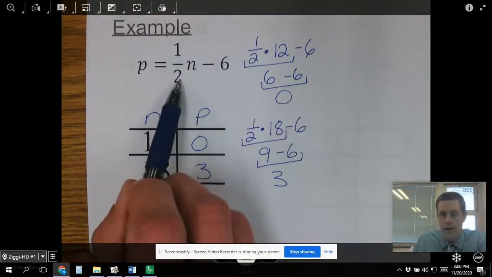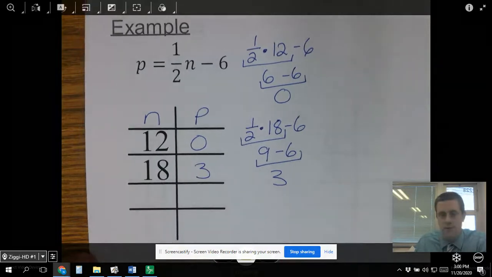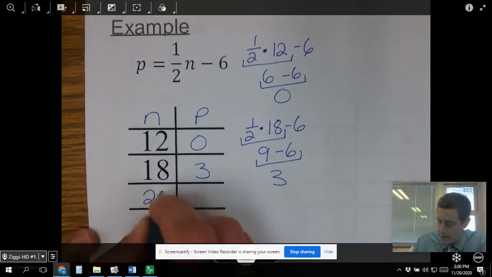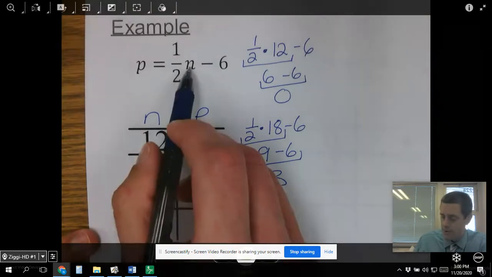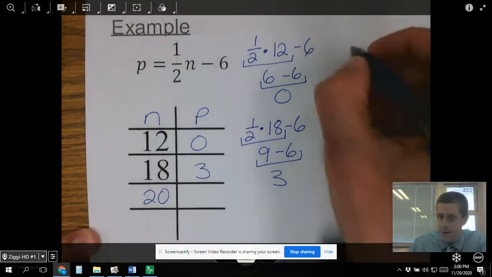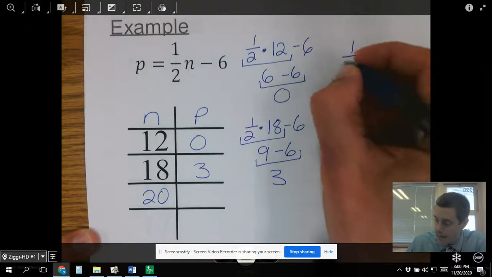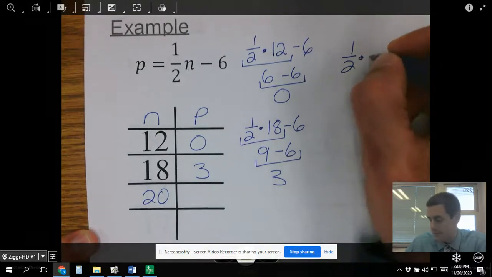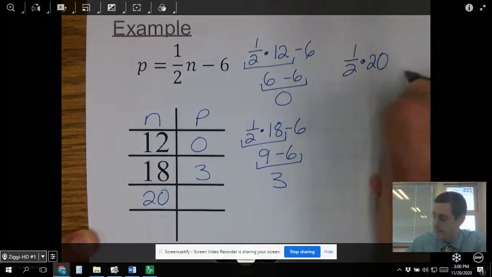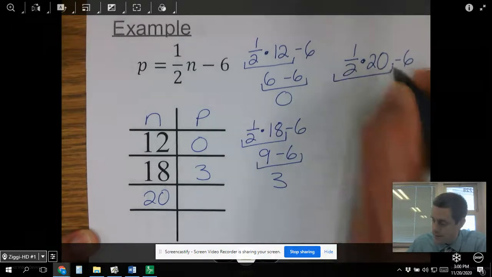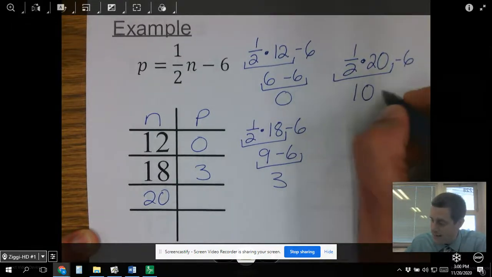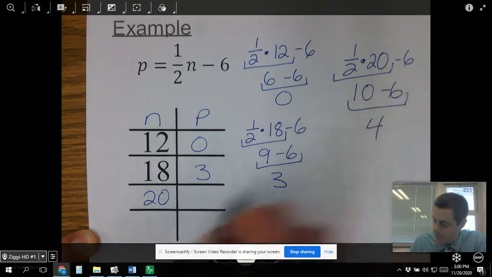So because my denominator is a 2, choose a multiple of 2. Any multiple of 2 will do fine. I'm going to choose 20. So if I plug a 20 into n, I'm going to do 1/2 times 20 minus 6. 1/2 times 20 is 10, and 10 minus 6 is 4.